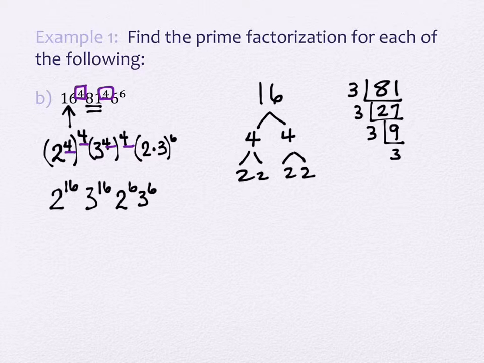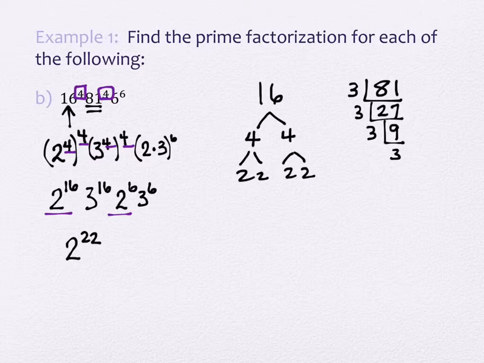And then prime factorization notation means that I don't repeat the bases. And right now I've got 2 in there twice, I've got 3 in there twice, and I want to consolidate. So what will I do to combine 2 to the 16th and 2 to the 6th? Yes, you add the exponents. So what do you get when you add the 16 and the 6?